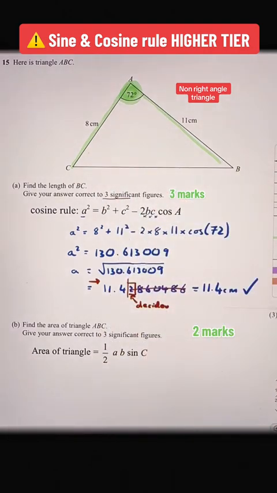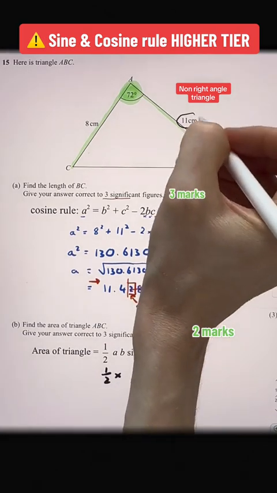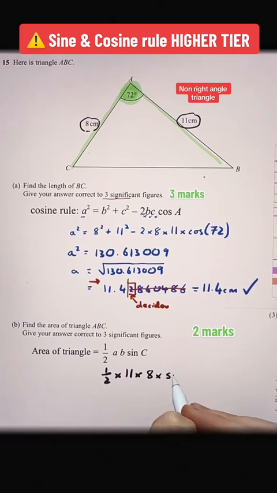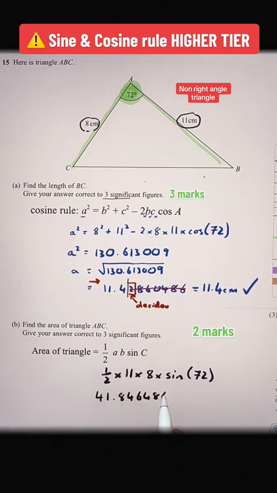Therefore, substituting into my formula, it's just simply going to be a half multiplied by one side, it doesn't matter which one you use first, 11, times the other side, in this case 8, multiplied by sine of the enclosed angle, in this case 72. Substituting into a calculator, that gives an area of 41.84648672.